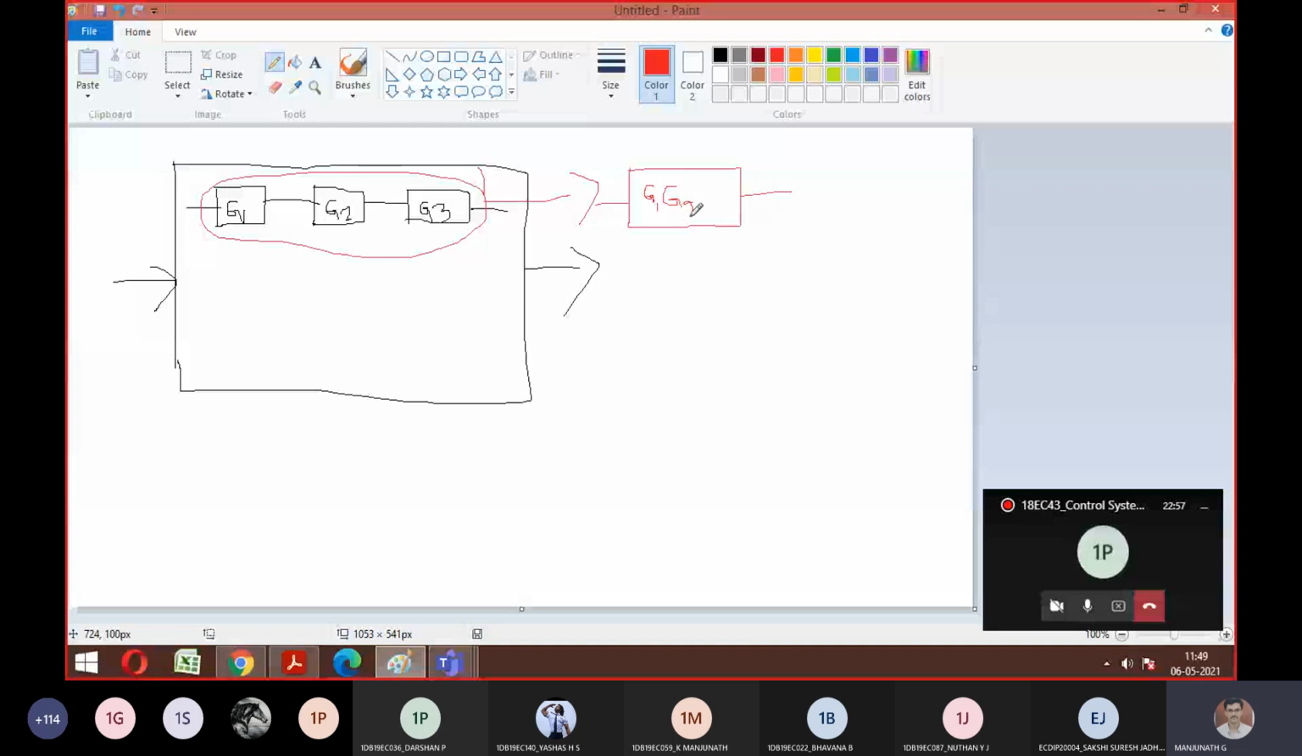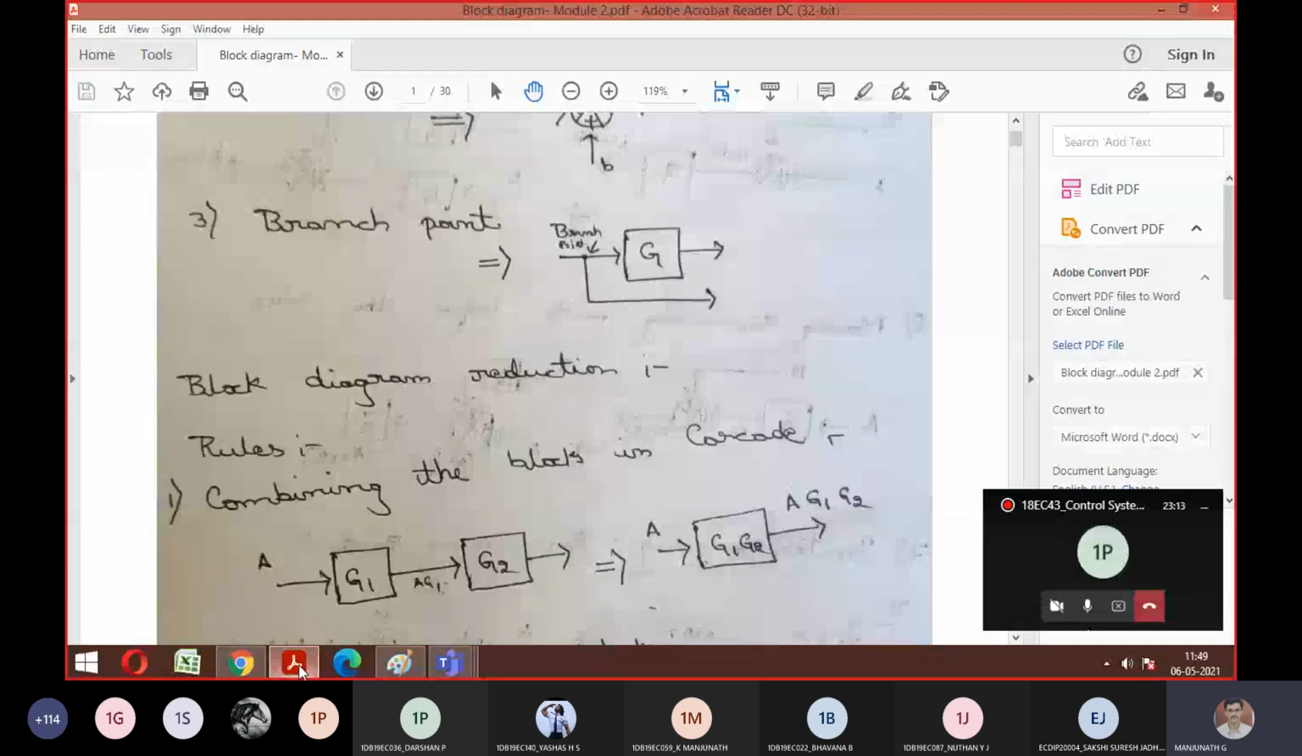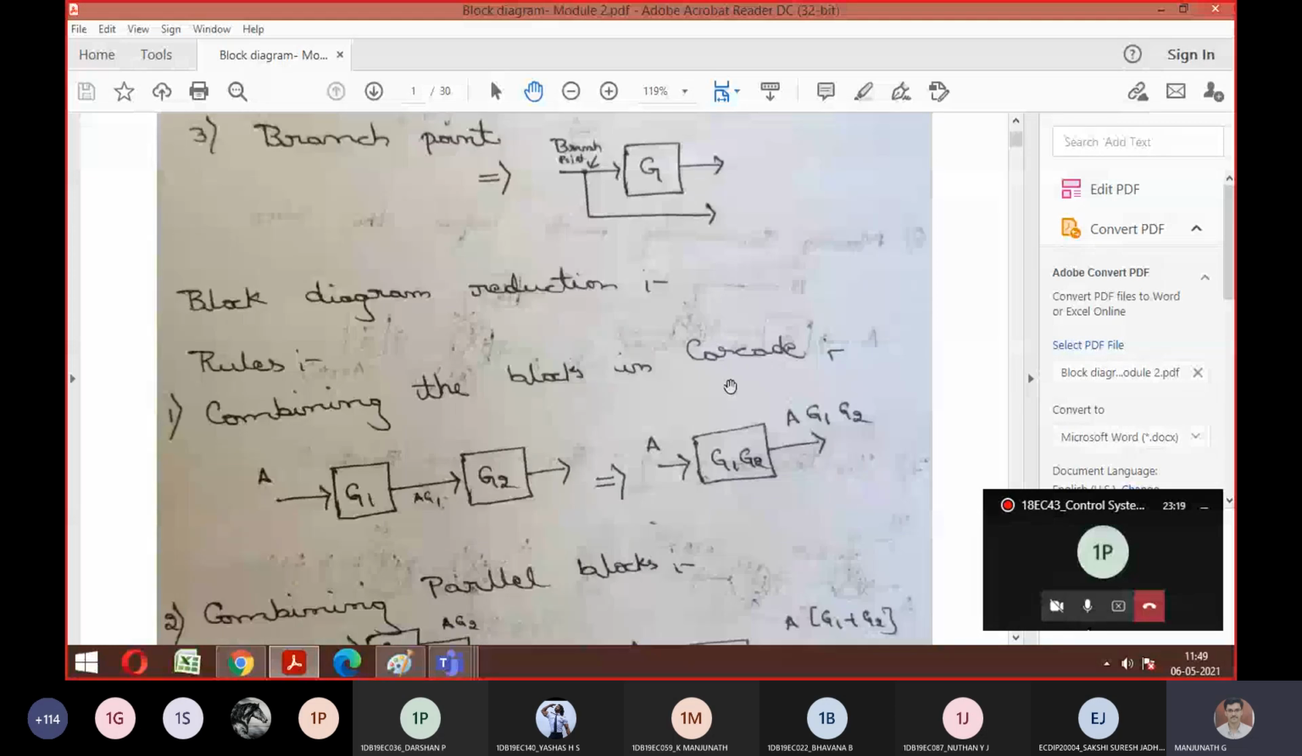Is it clear, guys? Yes, sir. Shall I proceed? Yes, sir. Let me come back to that PDF. So parallel is written in that paint also. You can look at the first rule. Combination of blocks in cascade or series: if you can find n number of blocks in series, I can reduce it to one block like this.